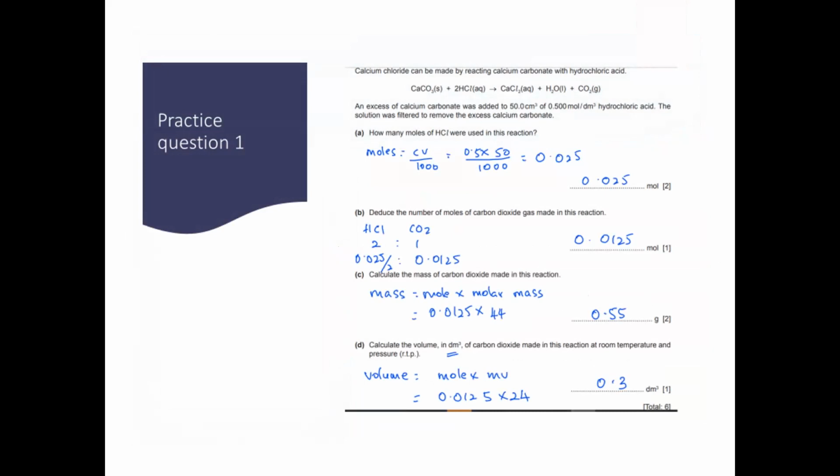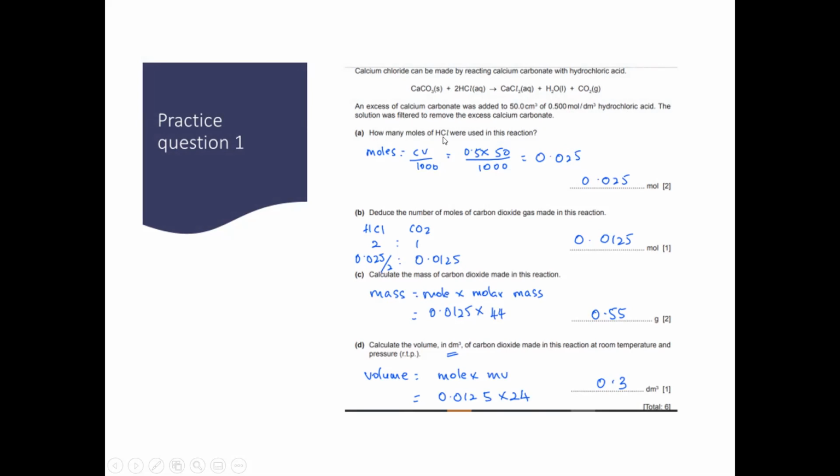Let us practice a question on chemical calculation. Calcium chloride can be made by reacting calcium carbonate with hydrochloric acid. Calcium carbonate plus hydrochloric acid forms calcium chloride plus water plus carbon dioxide. An excess of calcium carbonate was added to 50 cm³ of 0.5 mol/dm³ hydrochloric acid. The solution was filtered to remove the excess calcium carbonate.